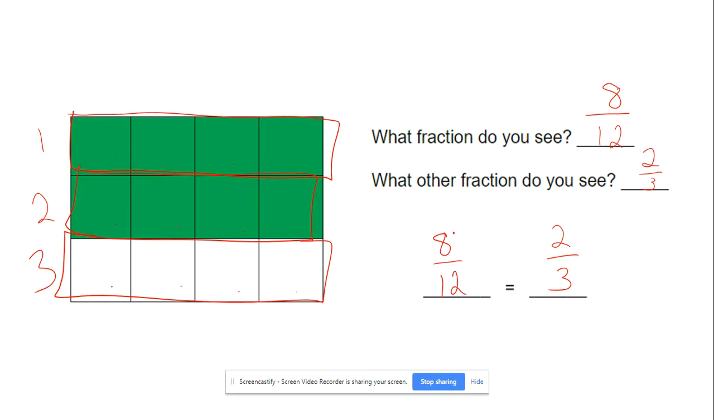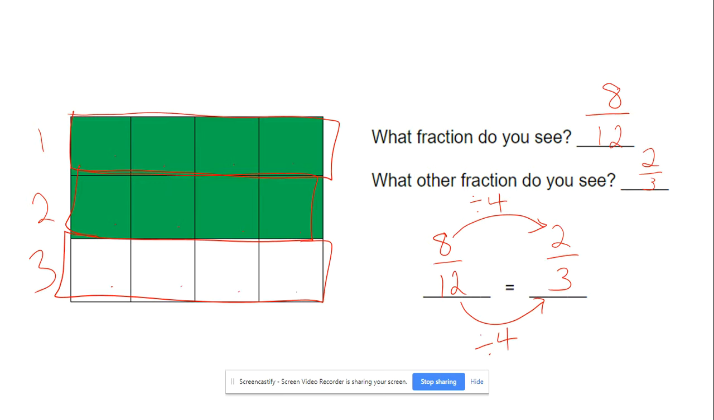Let's see. To get from 8 to 2, we have to divide by 4. To get from 12 to 3, if we divide by 4, let's see if that makes sense. 12 divided by 4 does equal 3. So 8/12 is equivalent to 2/3.